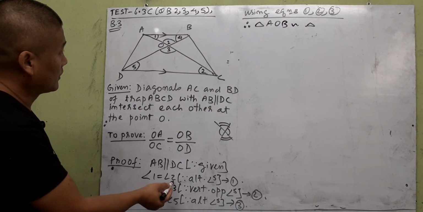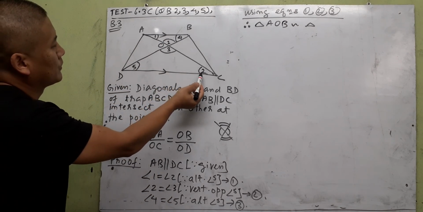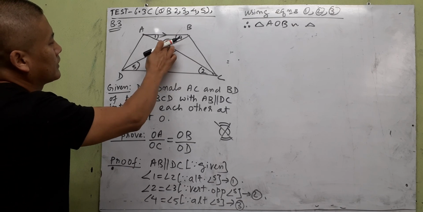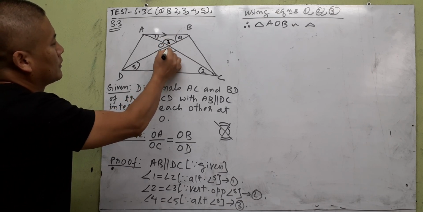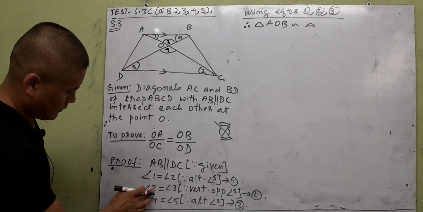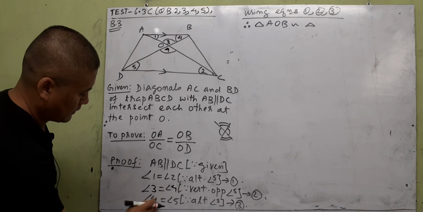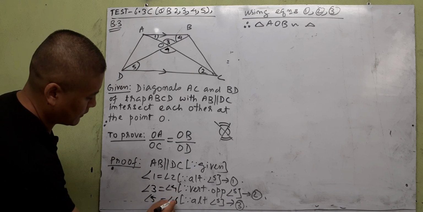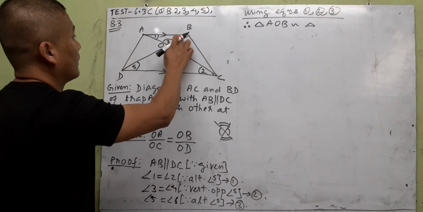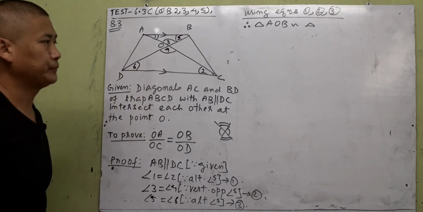Oh, we made a mistake, sorry. Here 1 equal to 2. This should be 3 equal to 4. Just a correction: 3 equal to 4, correct it. Because 2 is repeated, 3 equal to 4 and 5 equal to 6. So this should be 5 equal to 6.